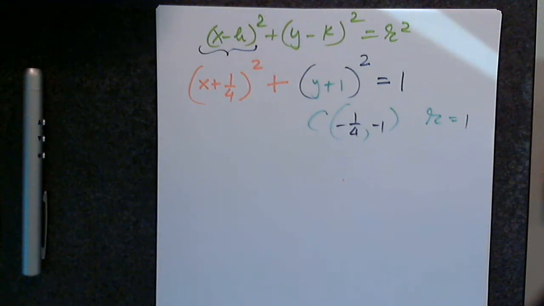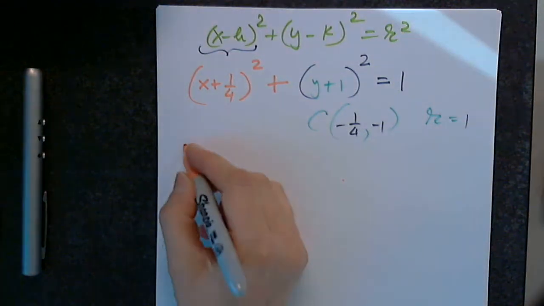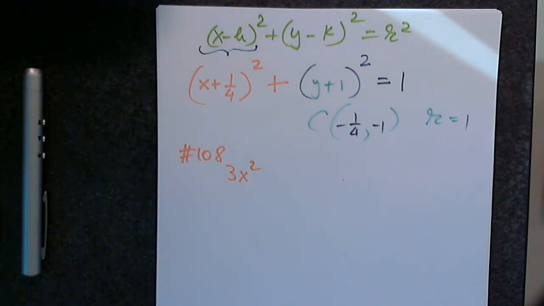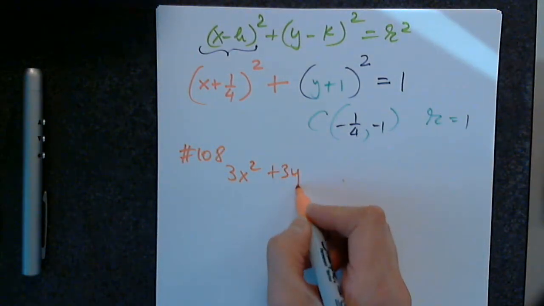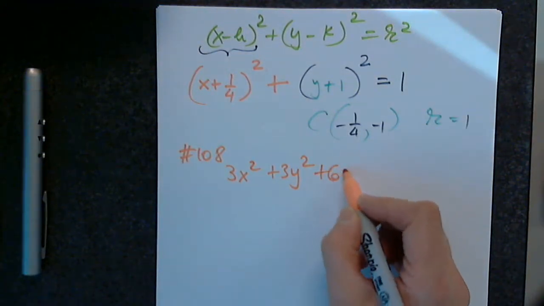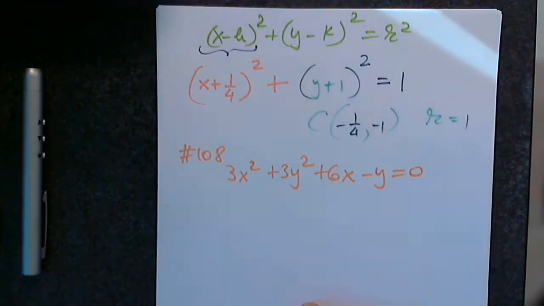And for the other conic sections, for the ellipse and the hyperbola. Okay? How about 108? 108. Very good. Good pick. 3x squared plus 3y squared plus 6x minus y equals 0.